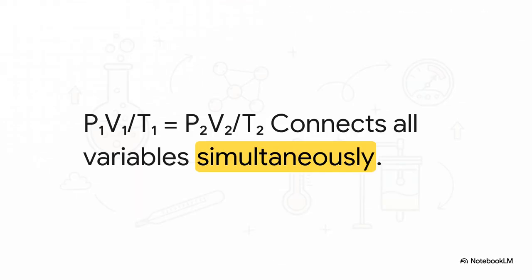Now, because pressure, volume, and temperature are all interacting simultaneously in our gas container, we can't just rely on Boyle's law or Charles's law on their own. We need a formula that can handle everything at once. We need our trusty mathematical sword, the combined gas law. So that's P1 times V1 divided by T1 equals P2 times V2 divided by T2. This single, elegant equation beautifully connects all of our changing variables together.